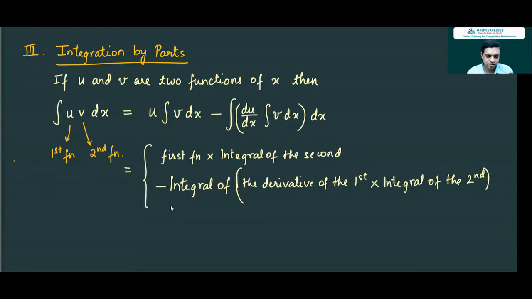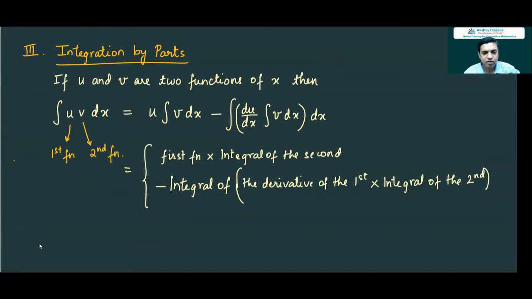So this is how we remember this integration by parts. Of course, this can be proved, and in preliminary texts on calculus, integral calculus, this proof is very readily available. But for us, we just go by this formula: first function into integral of the second minus derivative of the first into the integral of the second.